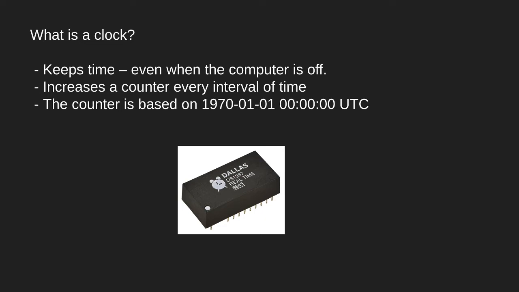Now the counter is usually based on this time here, 1st of January 1970 at 00:00 UTC. We need some reference point in time that our counter can be based on. This is called the epoch, and it is quite usual in computer science and in computer engineering to use this offset.